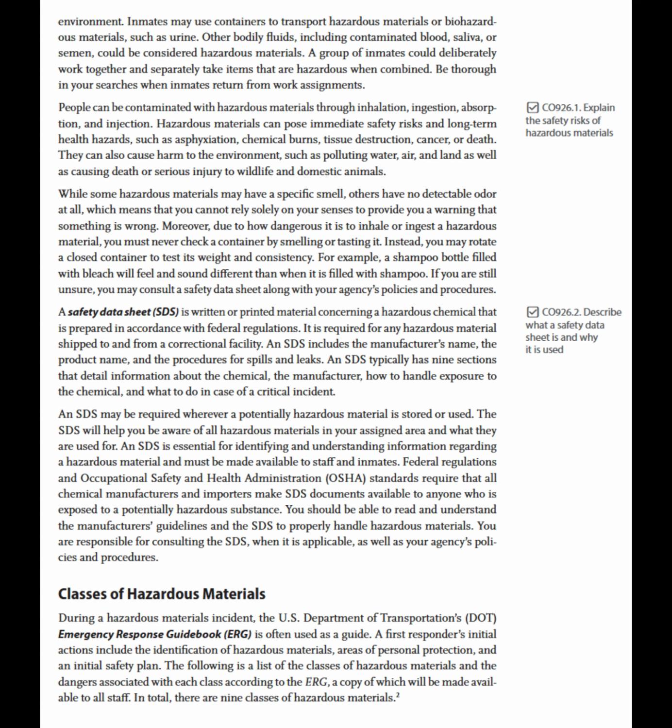Describe what a safety data sheet is and why it is used. A safety data sheet, SDS, is written or printed material concerning a hazardous chemical that is prepared in accordance with federal regulations. It is required for any hazardous material shipped to and from a correctional facility. An SDS includes the manufacturer's name, the product name, and the procedures for spills and leaks. An SDS typically has 9 sections that detail information about the chemical, the manufacturer, how to handle exposure to the chemical, and what to do in case of a critical incident.